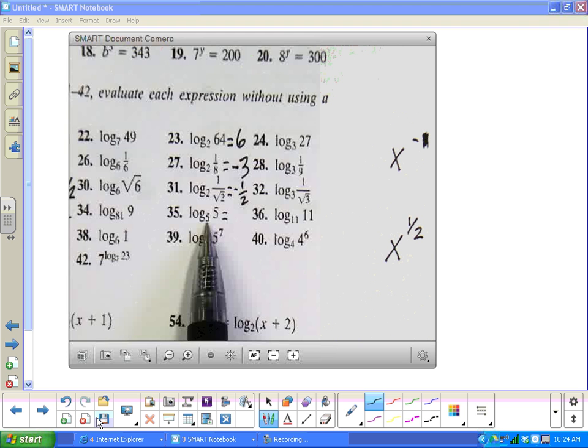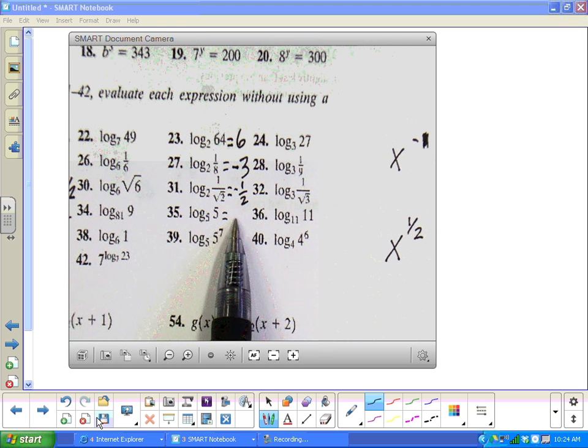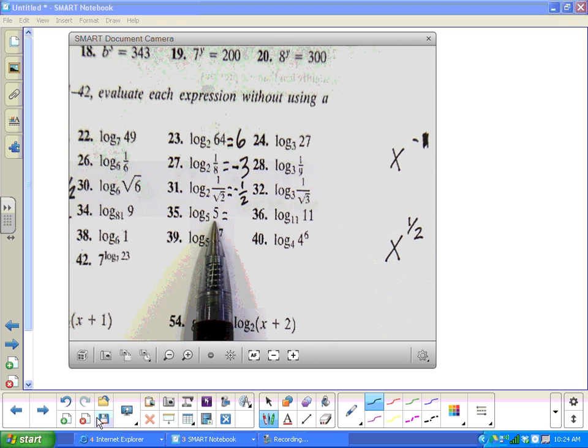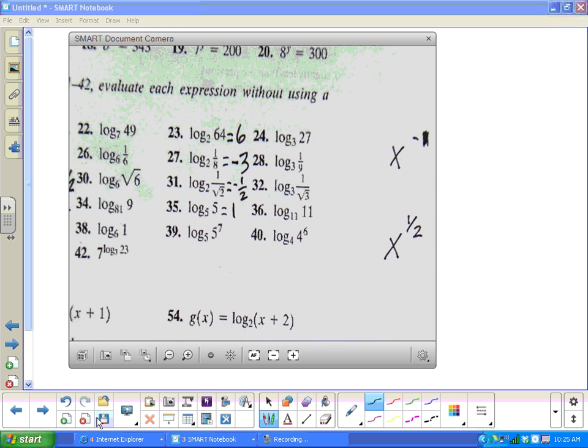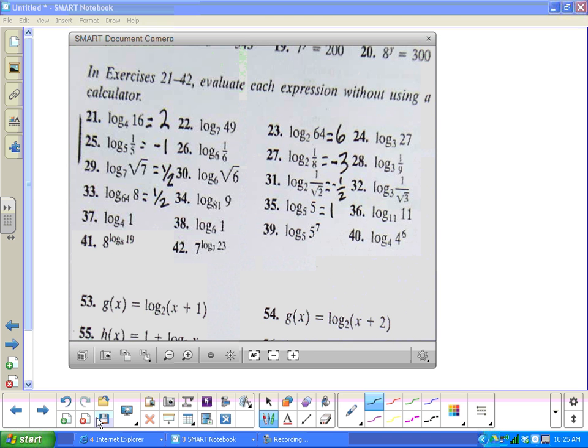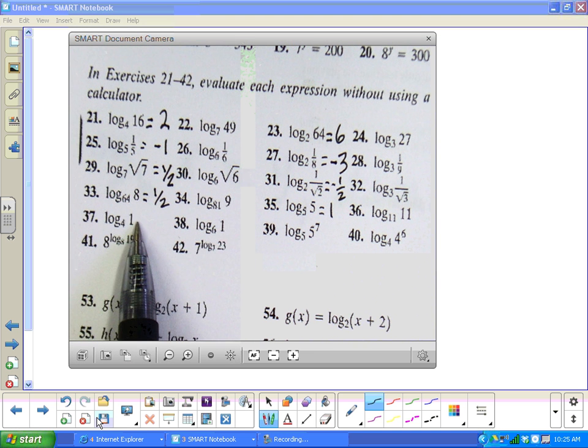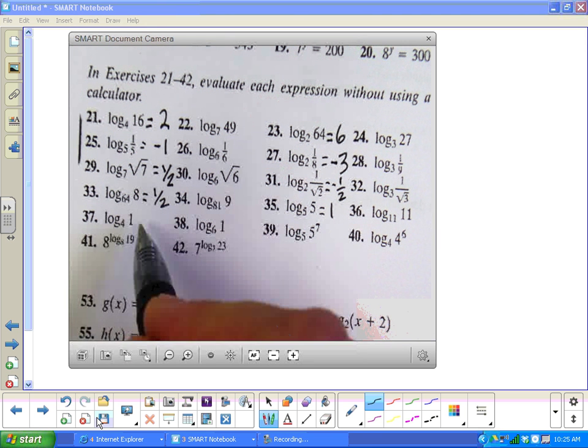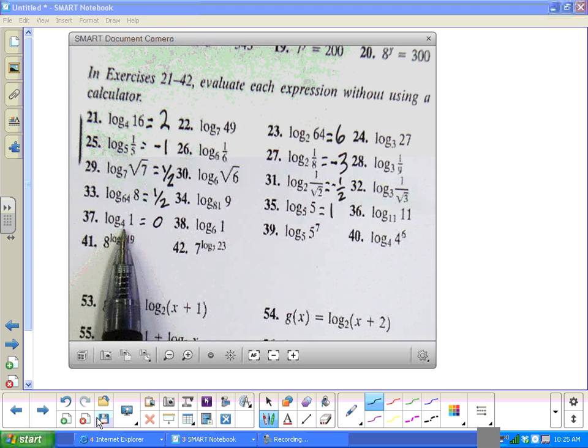Okay? All right, let's look at number 35. This one's kind of easy. 5 raised to what power is equal to 5? 5 to the first power. And that's really no big deal there. All right, let's look at 37. You've got to think of this one. 4 raised to what power is equal to 1? 0, right? Anything raised to the 0 power is 1. So right here you had 4, but that could have been any number, couldn't it? And that would have worked.